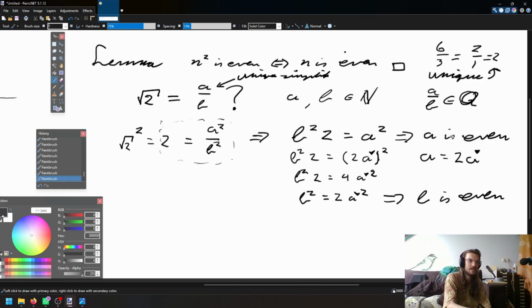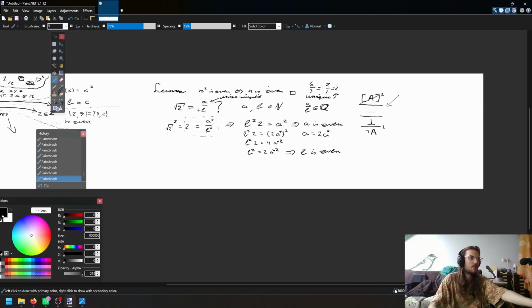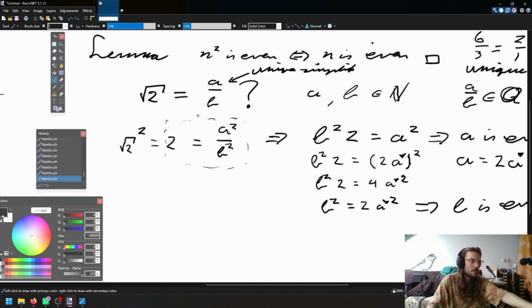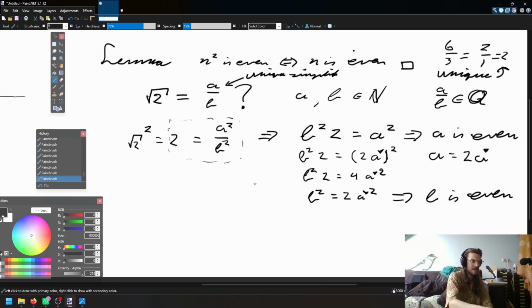So we've concluded that a is even and b is even. So both can be divided by 2. But our initial quotient had to be the unique simplification. So it already had gotten rid of all the common divisors. And that is a contradiction.